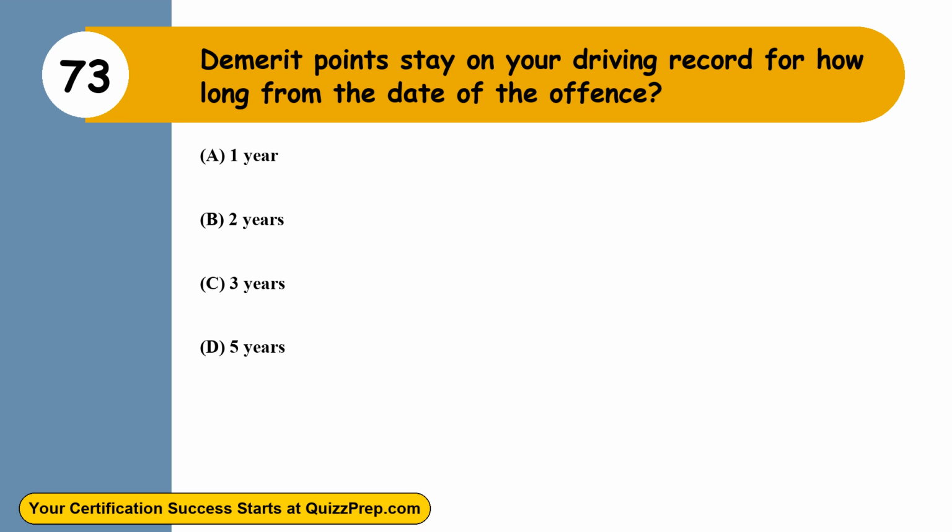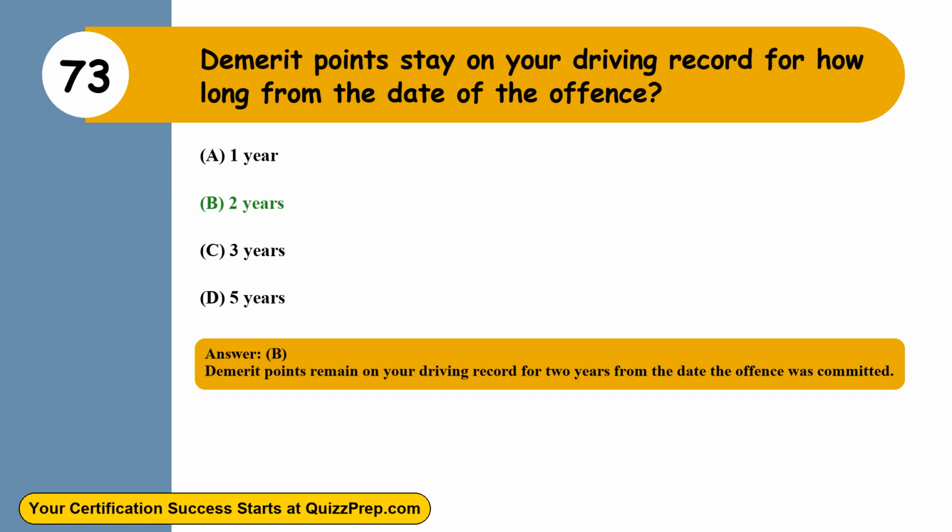Option A, 1 year. Option B, 2 years. Option C, 3 years. Option D, 5 years. The correct answer is option B, 2 years. Demerit points remain on your driving record for 2 years from the date the offense was committed.